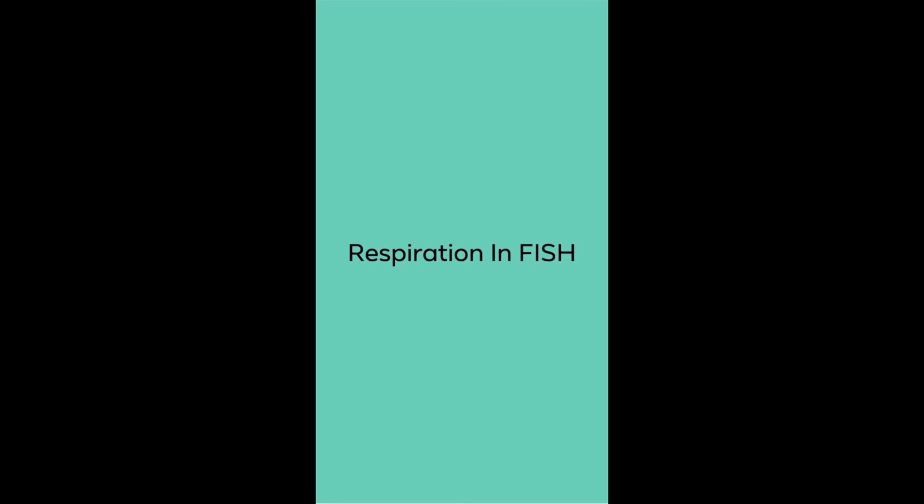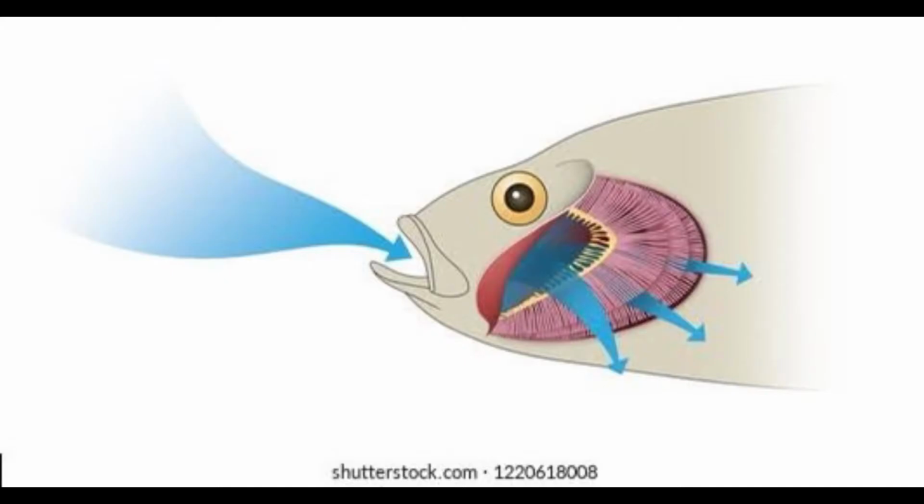Respiration in fish. In fish, there are gills as organs of breathing, as you can see in the picture. The fish breathes by taking in water from the mouth and passing it over the gills. The gills extract dissolved oxygen from this water. The extracted oxygen is absorbed by the blood and carried to all parts of the body. The carbon dioxide produced by respiration in the cells of the body is brought back by blood into the gills for expelling into the surrounding water.